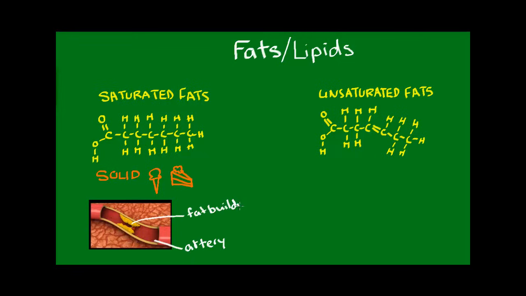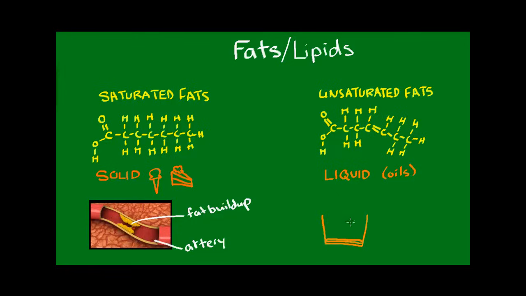On the other hand, unsaturated fats have a bent carbon chain, so they cannot pack as closely together, making them liquids at room temperature, or oils. Naturally occurring unsaturated fats, such as those found in nuts, fish, and vegetable oil, are good for you.